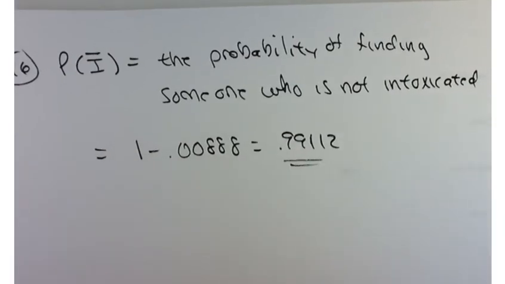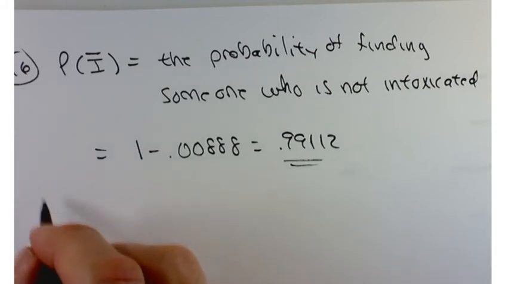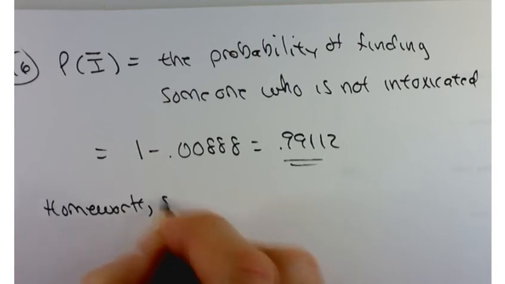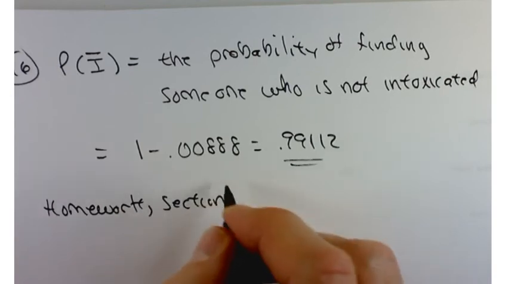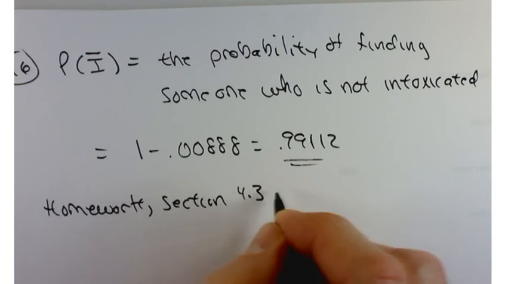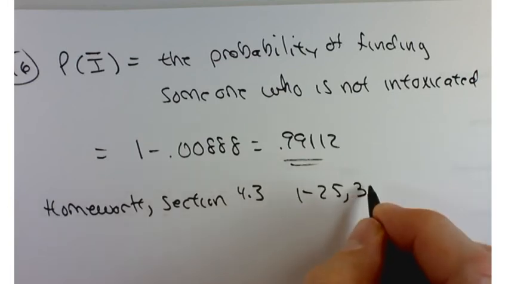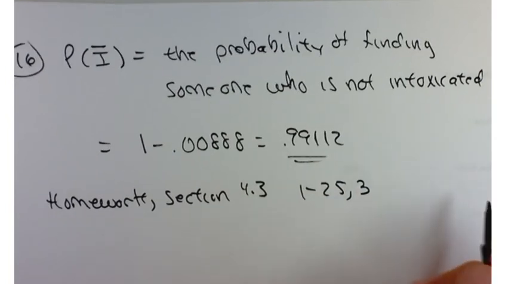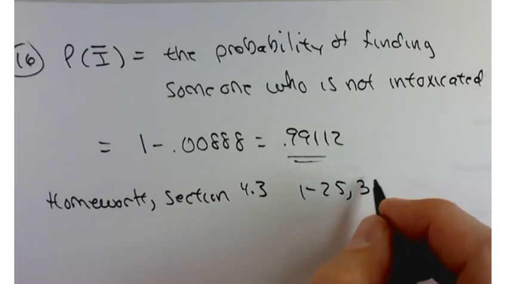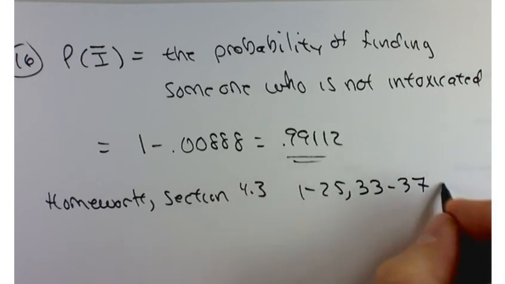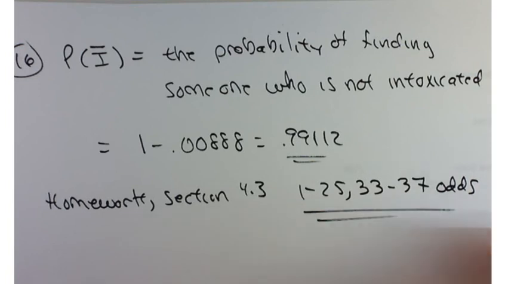For homework in this section, section 4.3, try problems 1 through 25. Do them again. I'm kidding. 1 through 25, 33 through 37. As always, those are just the odds. All right, good luck on those.